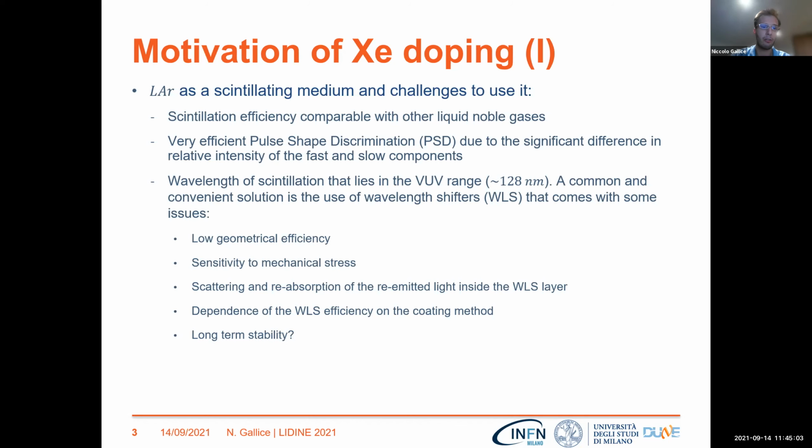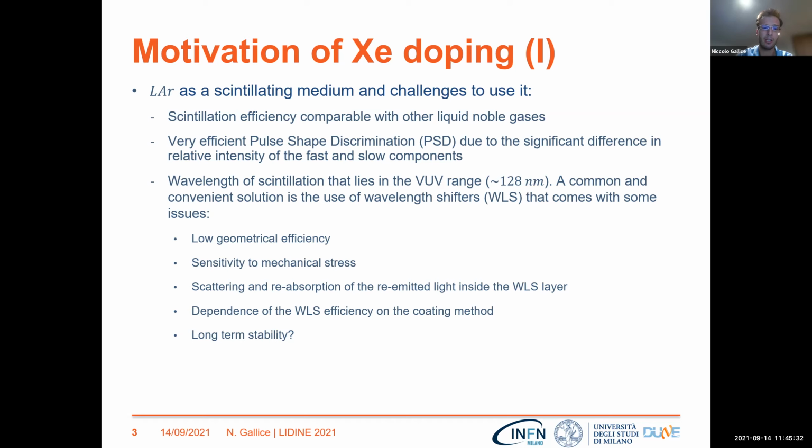So liquid argon is a very good scintillating medium, has a high scintillation efficiency that is comparable with other noble liquid gases, and a very efficient pulse shape discrimination due to the significant difference in the relative intensity of the fast and slow components. But the wavelength of scintillation lies in the VUV range, 128 nanometers. So a common and convenient solution is usually the use of wavelength shifters, which come with some issues.